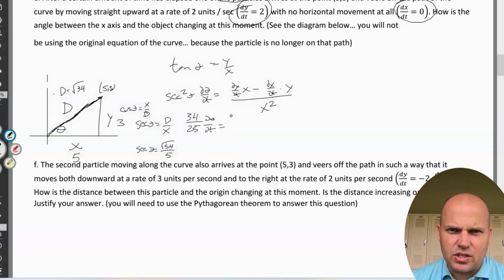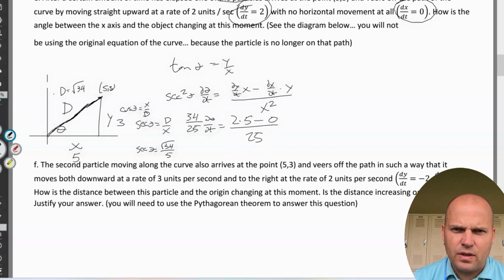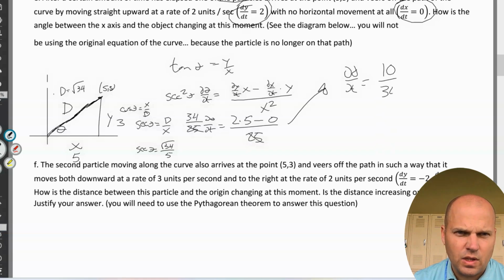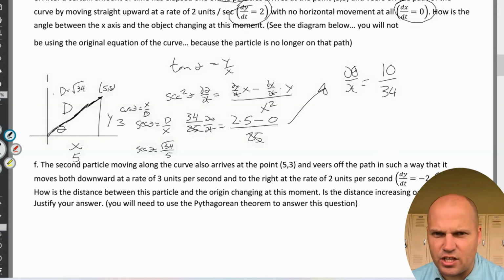dy/dt is 2, x is 5, dx/dt is 0, x is 5. So d theta/dt equals, oh, the 25s will cancel. That's nice. 10 over 34. That's how my angle is changing in radians per second.